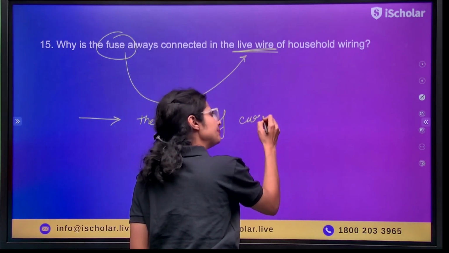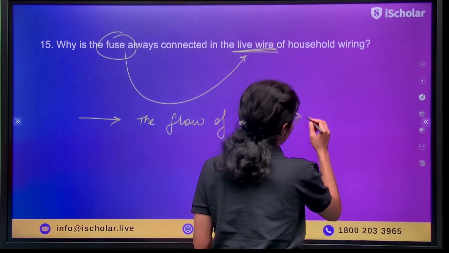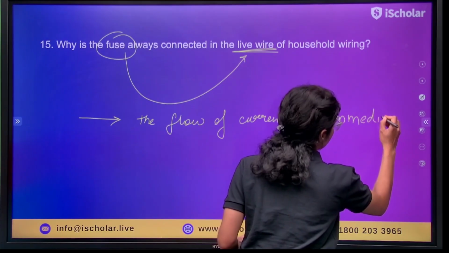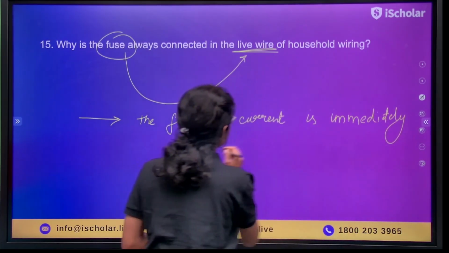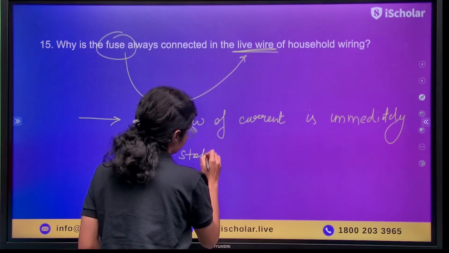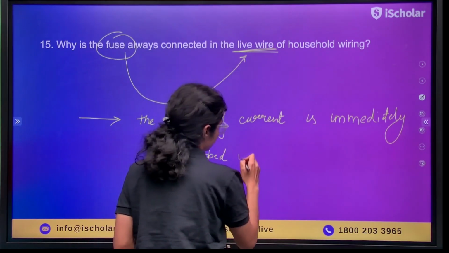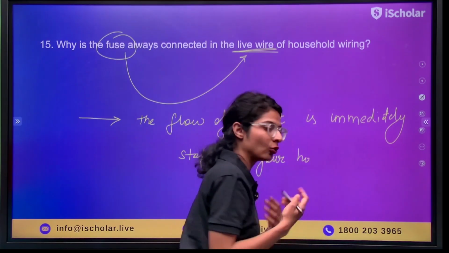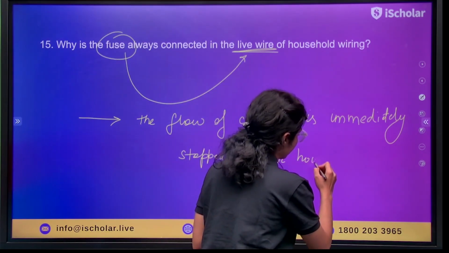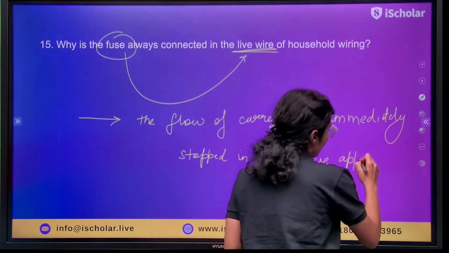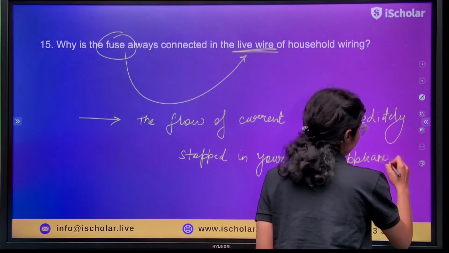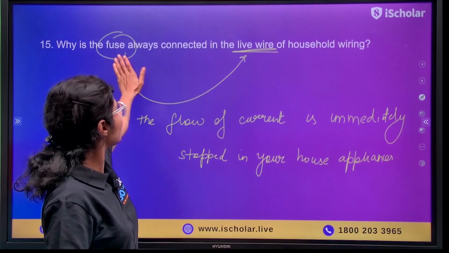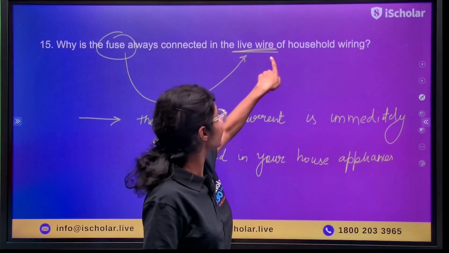You can write it in a similar way in your exam: the flow of current is immediately stopped in your home apparatus, so that no further current goes to your house appliances. And when no further current goes, no much damage will be done. So for the best use of the fuse wire, it is always connected in the live wire.